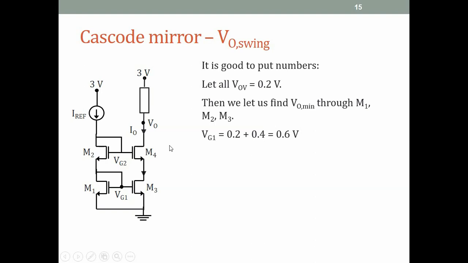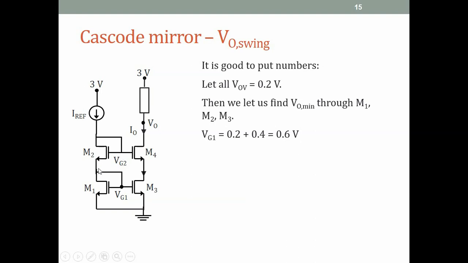So we say, okay, VG1 is equal to 0.2 plus the threshold of M3, and I'm assuming that the threshold is 0.4 for all the transistors. So VG1 is 0.6 volts, 0.2 plus 0.4. If this is 0.6, of course this is 0.6. And if this is 0.6, how much is VG2?